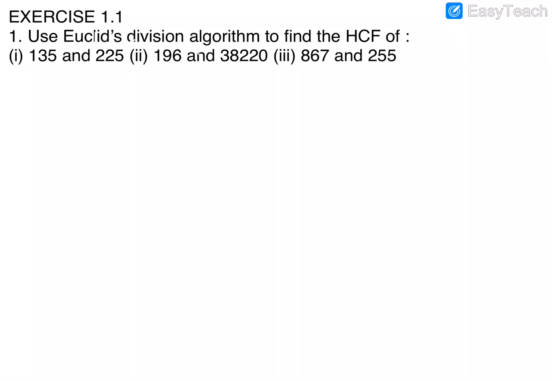Welcome to another session. Last class we discussed Euclid's division lemma, the introduction, what are real numbers, and what is Euclid's division lemma. So here we are going to apply Euclid's division lemma to our problems from exercise 1.1.